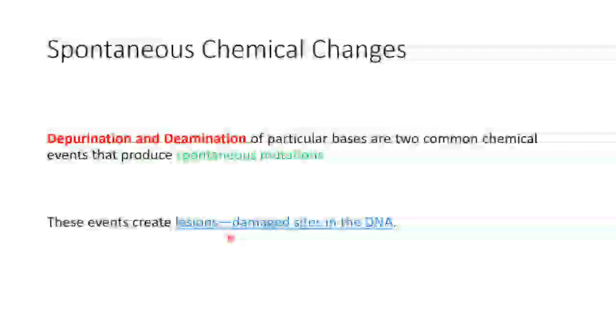Pay attention, guys, we are still talking about spontaneous mutation, meaning naturally occurring. So we know that in our cells different chemical reactions can occur naturally. So we are not talking about chemicals brought in from outside. Okay, so it's a spontaneous chemical change. We will take two examples. The first one is known as depurination and the second one is known as deamination.